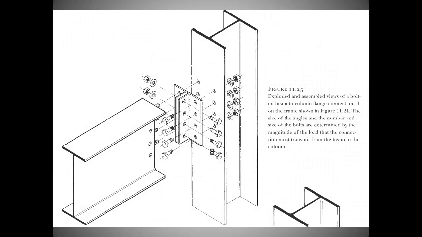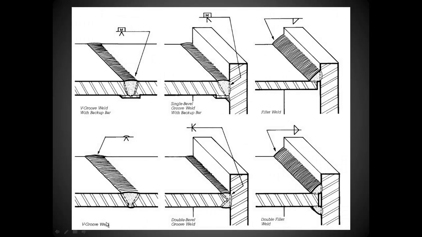Down here we have a V-groove weld, no backer bar, so we can see just the puddle on the top. A double bevel V-groove, where this is ground to a point and it's welded on both sides on a double bevel. And a double fillet, where we can see now the fillet is on both sides of the steel, and it's got a fillet weld on the top and a fillet weld on the bottom.